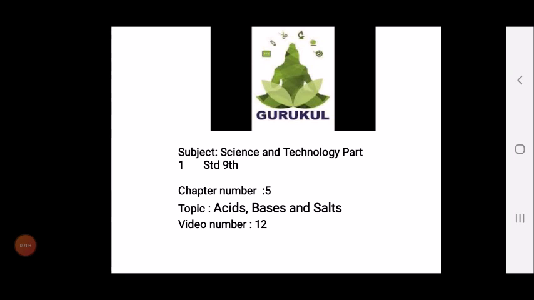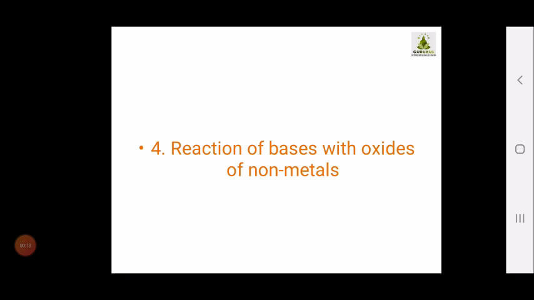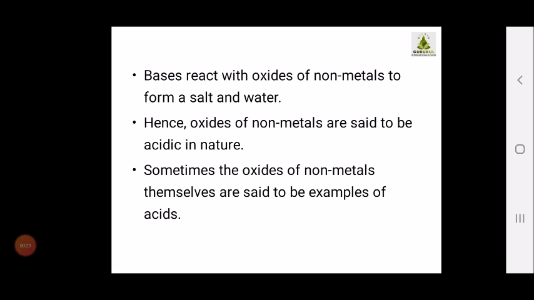Good morning children. Children, in Science and Technology Part 1, your 5th chapter, Acids, Bases and Salts, now we are going to focus on the reaction of bases with oxides of non-metals. That means when the oxides of non-metals react with bases, what type of end product are you going to get? Bases react with oxides of non-metals to form a salt and water. So your output will be salt and water.